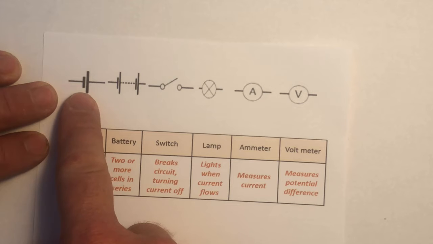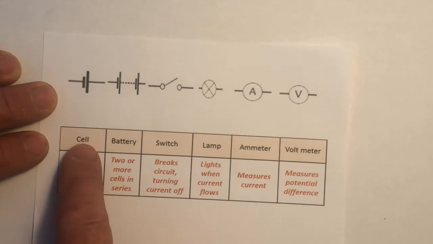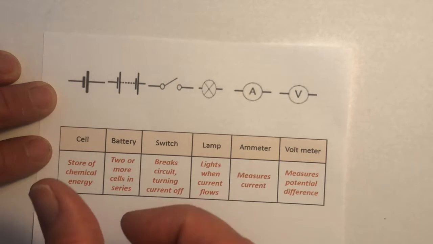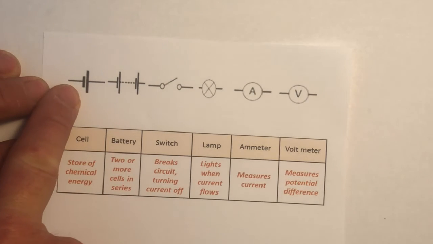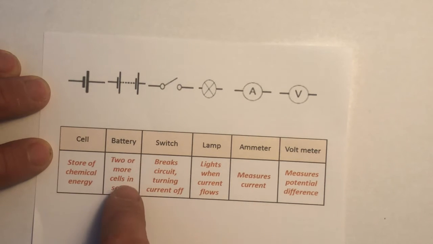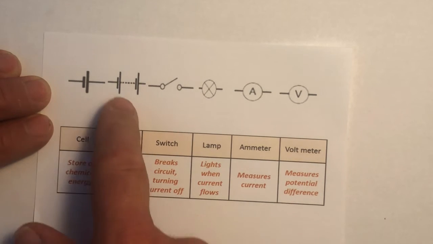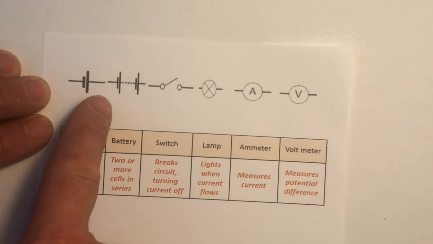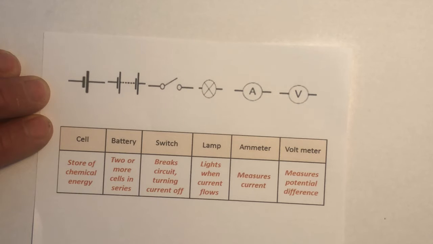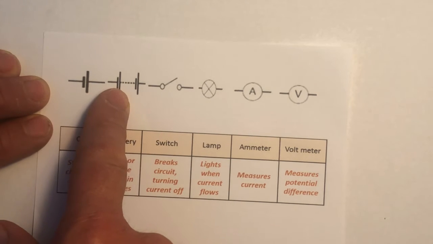The first one here is a cell. A cell is a store of chemical energy, and it's just one individual source of current voltage. A battery is two or more cells in series. In series means in a line, and you can see there's two there, and the number of dots in the middle basically says that there's two or more.